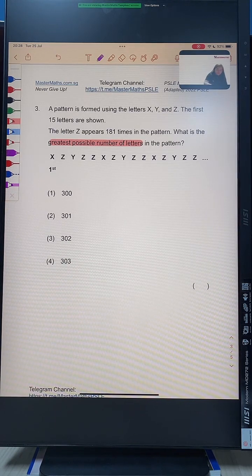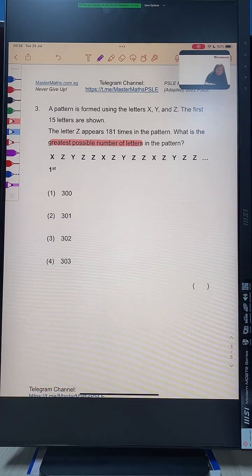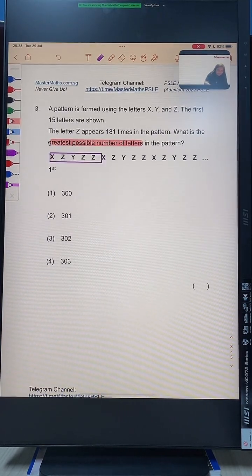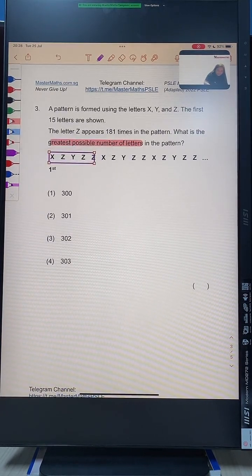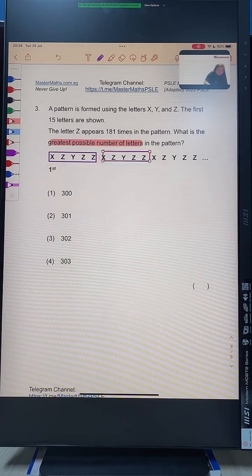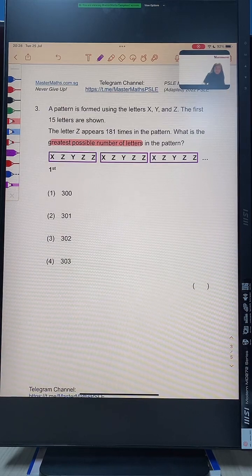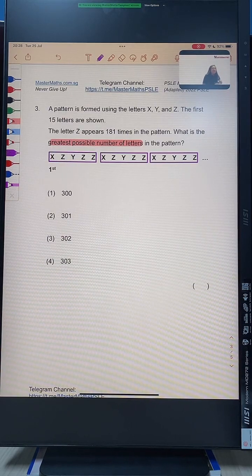So we have X, Z, Y, Z, Z. This is the pattern that repeats itself over and over again. Therefore, we are going to group them into one group. X, Z, Y, Z, Z, X, Z, Y, Z, Z. Alright? X, Z, Y, Z, Z. So in this case, we have 5 letters per group.